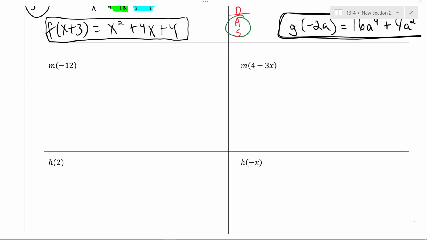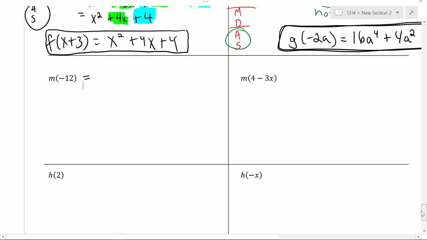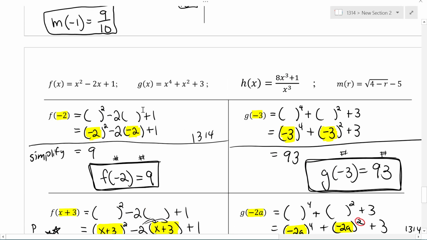All right, so our next example says to find m of negative 12. So to figure out m of negative 12, I need to find equation m. So I'm going to go up to the top here. I have 4 equations to choose from, but we know that we're going to skip over everything that doesn't have an m. So this time it says m of r. It doesn't really matter what the variable is that's used in the equation. We're going to treat it the same way every single time. So we're going to treat r here the same way that we treated x.